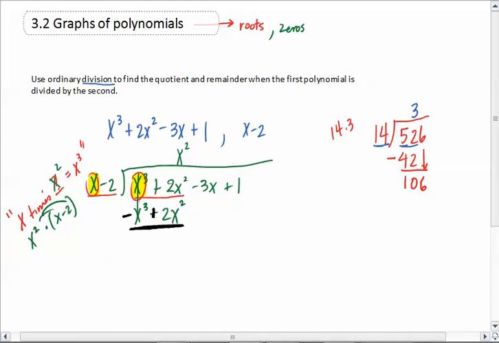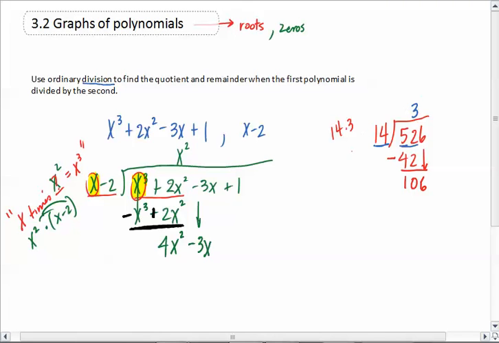Add the column there, we get nothing. We got a positive 2x squared, and another positive 2x squared is a 4x squared. Bring down the next term. Bam. Okay, let's take a look back over here at the arithmetic.